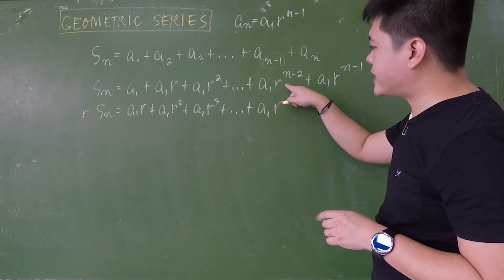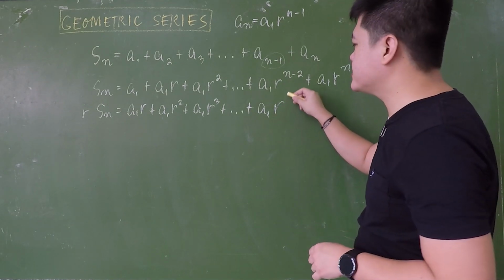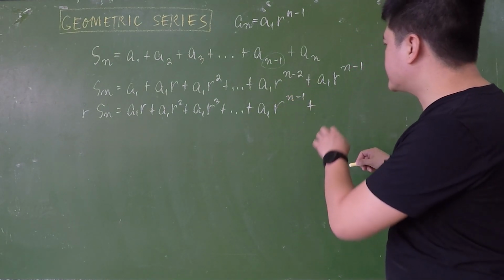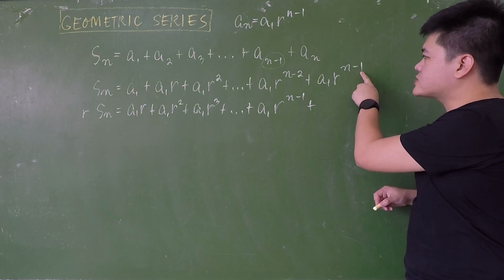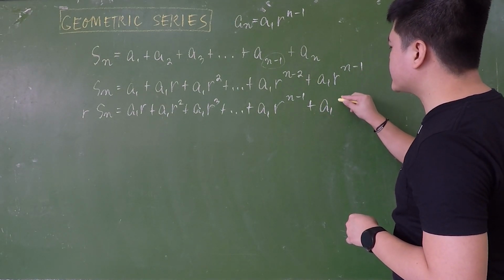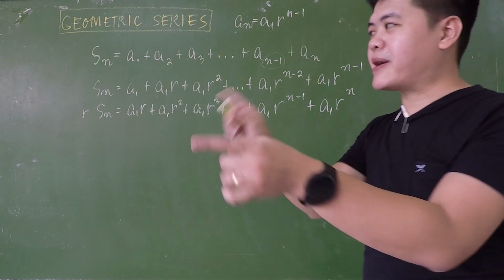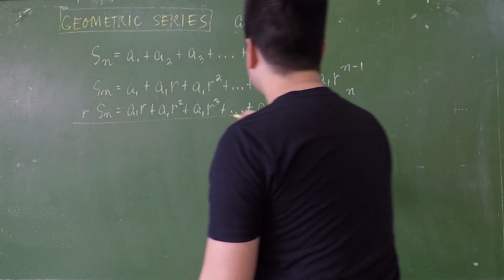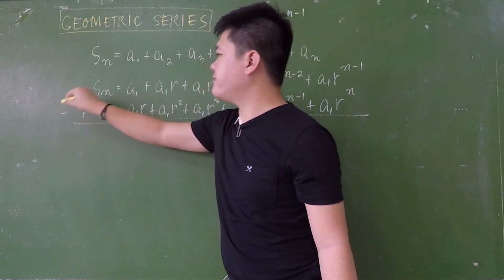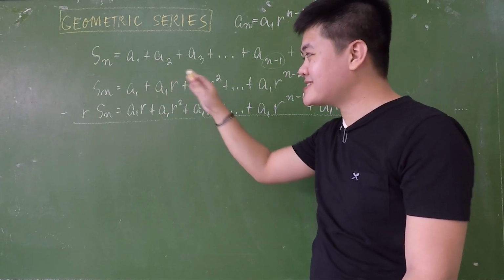So, magmumultiply ng r dito, magpaplasan ng 1 tong exponent, n minus 2 plus 1 is n minus 1. Plus, and in this case, n minus 1, multiply ng r, madadagdagan ng isang exponent, so it will become a sub 1 r raised to n. Tapos, i-minus natin. We will subtract the second equation from the first equation.